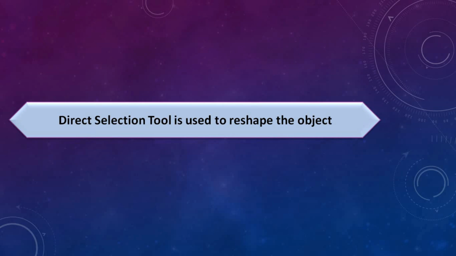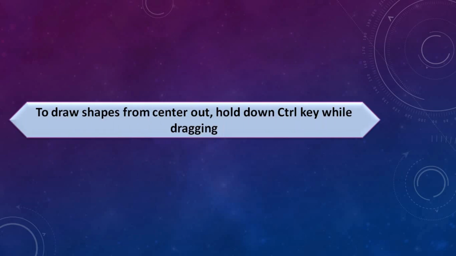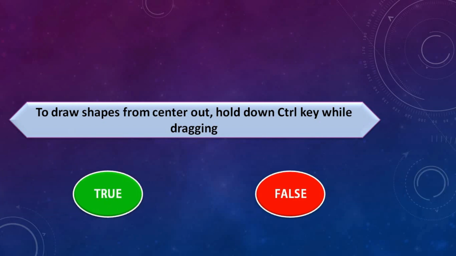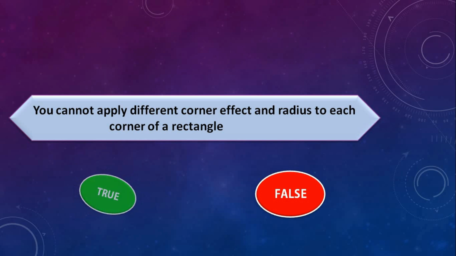Direct selection tool is used to reshape the object. True or false? Yes, it is true. The content collector tool and content place tool has the same shortcut key B. Is it true or false? Yes, the answer is true. To draw shapes from center out, hold down Ctrl key while dragging. True or false? The answer is false. You cannot apply different corner effect and radius to each corner of a rectangle. True or false? The answer is false. You can apply different corner effect for each corner of a rectangle. So the answer is false.